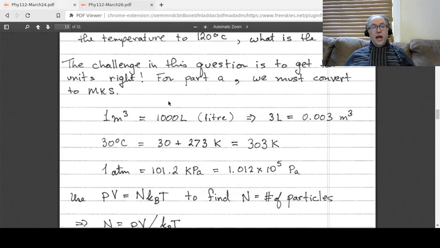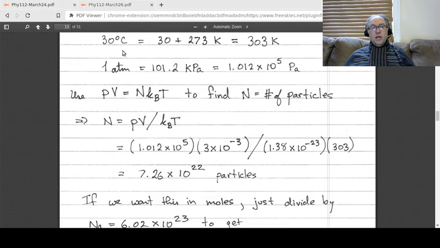All right, and to solve the problem, we're going to use this other form of PV equals nRT. That is, PV is equal to N k_B T, to find capital N, which is the number of particles. Rearranging it, we've got N as PV over k_B T. Plugging in the numbers, crunching it through your calculator, you find that you have, in this gas, 7.26 times 10 to the 22 particles, okay?